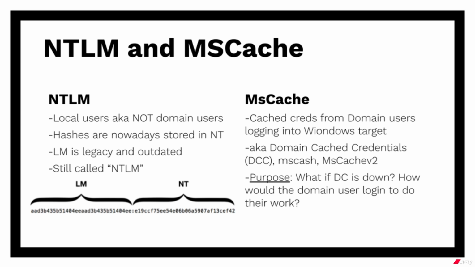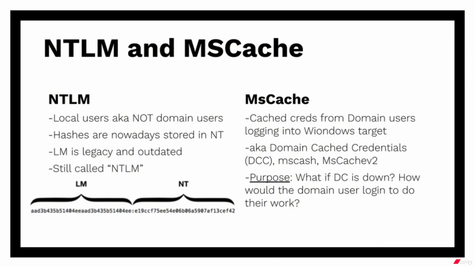NTLM has a format divided into 2 parts. The first part is outdated and will rarely, if ever, be used in a real engagement, which is the LM portion, and still exists for legacy purposes. And the second portion is the NT, which we'll focus on. This is the portion we'll feed into Hashcat or John the Ripper. It's still called NTLM, even though the LM isn't really used.